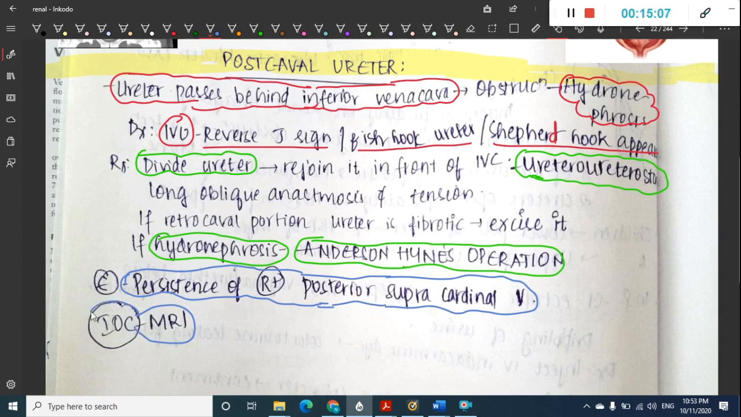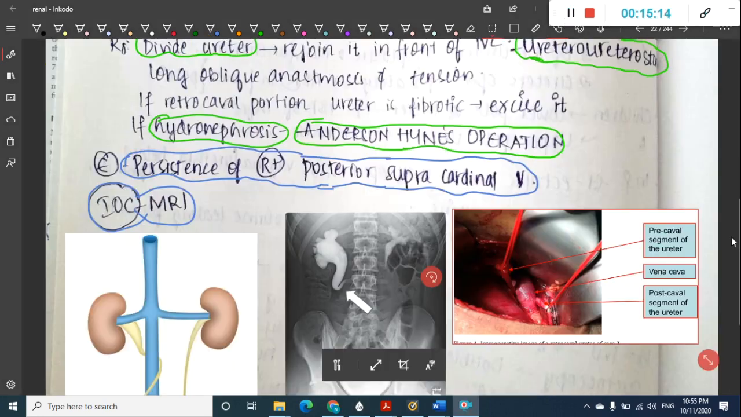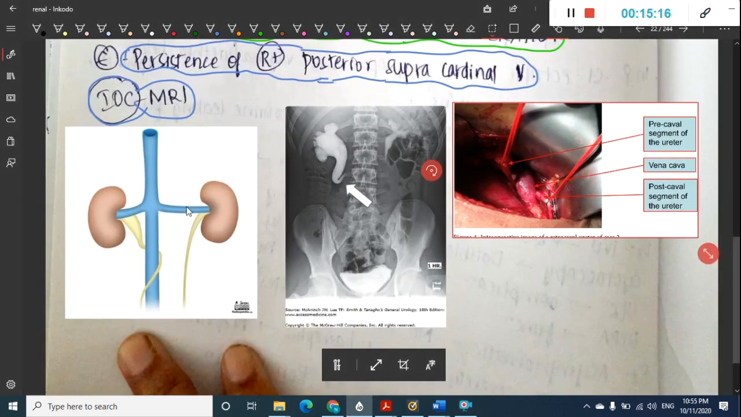So the main investigation of choice in this situation is MRI. I'll show you the pictures also. Okay, so these are the pictures of retrocaval ureter. See, this is the kidney, this is the ureter. The ureter is behind the inferior vena cava. Okay, so this is retrocaval ureter.